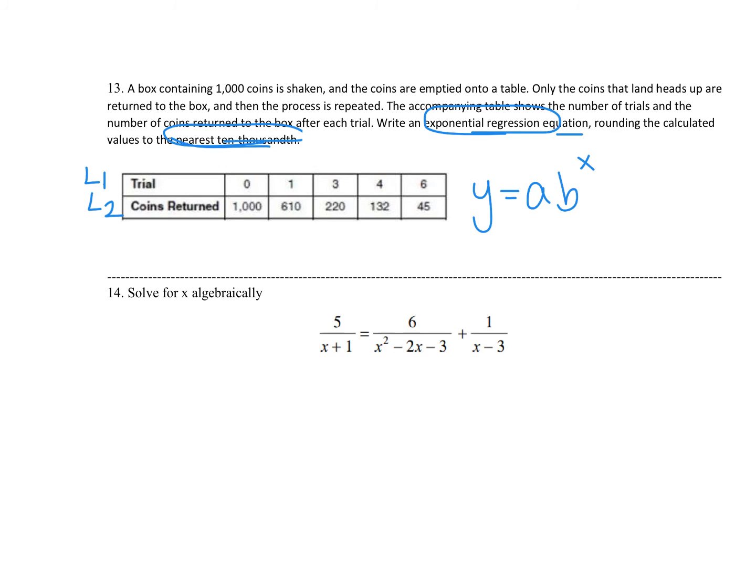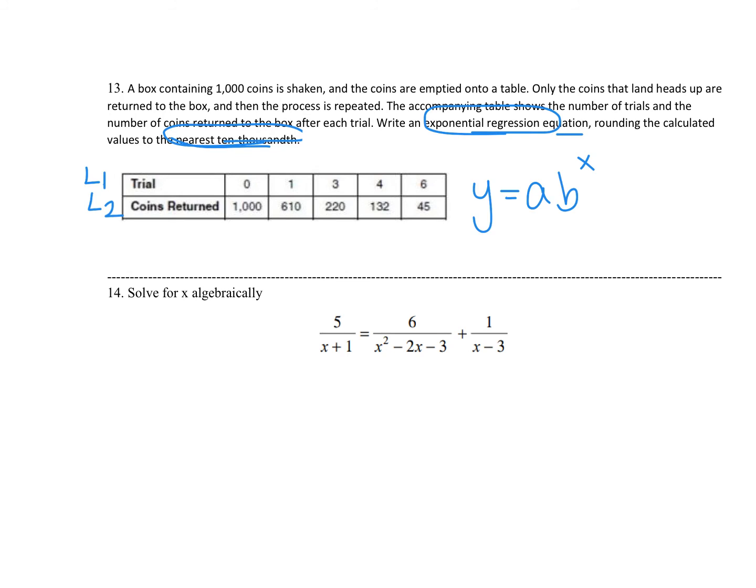So I'm going to go to stat, edit in my calculator. I'm going to enter in the data. So I'm going to clear out what I have in here by pressing clear and pressing down. So I'll do 0, 1, 3, 4, and 6 for my first one. And then I'll do clear and down for L2, and I'll do 1,000, 610, 220, 132, and 45. And hopefully, I'm going to check this is right first. 0, 1,000, 1, 610, 3, 220, 4, 132, and 6, 45.